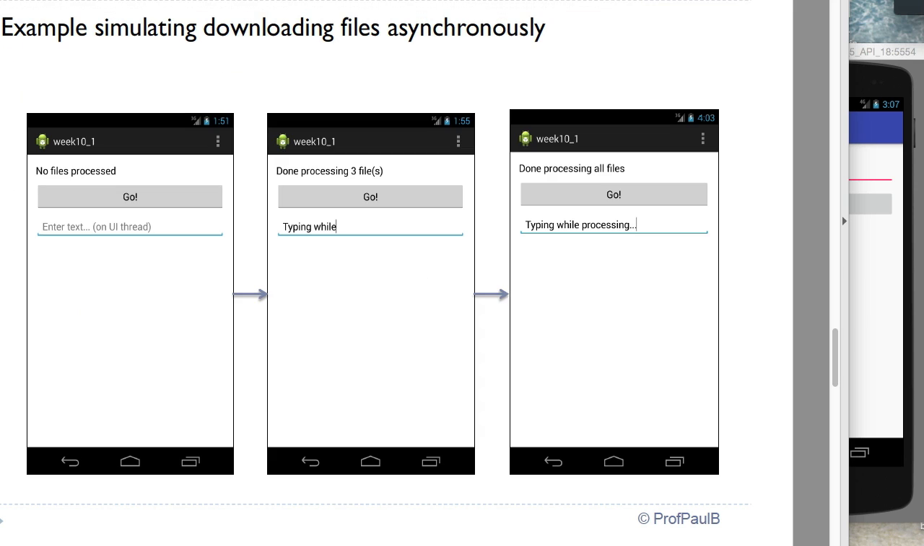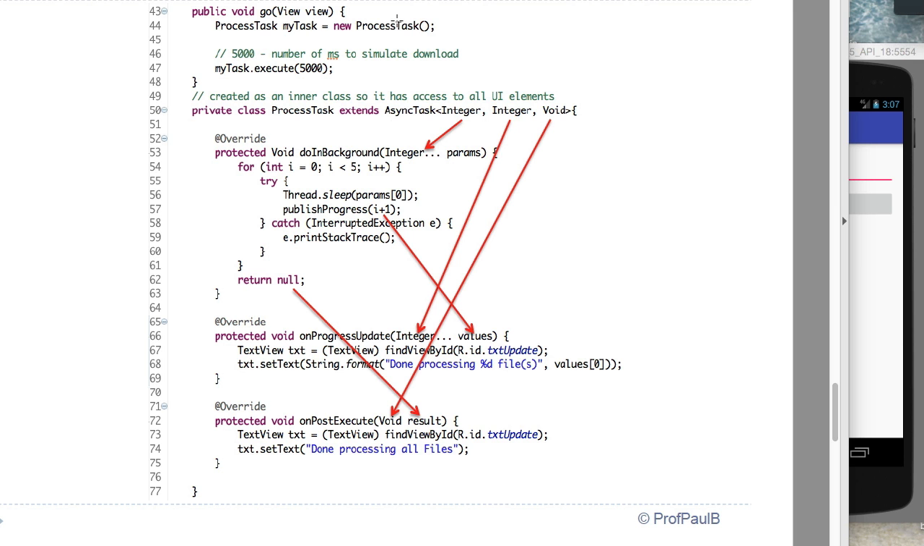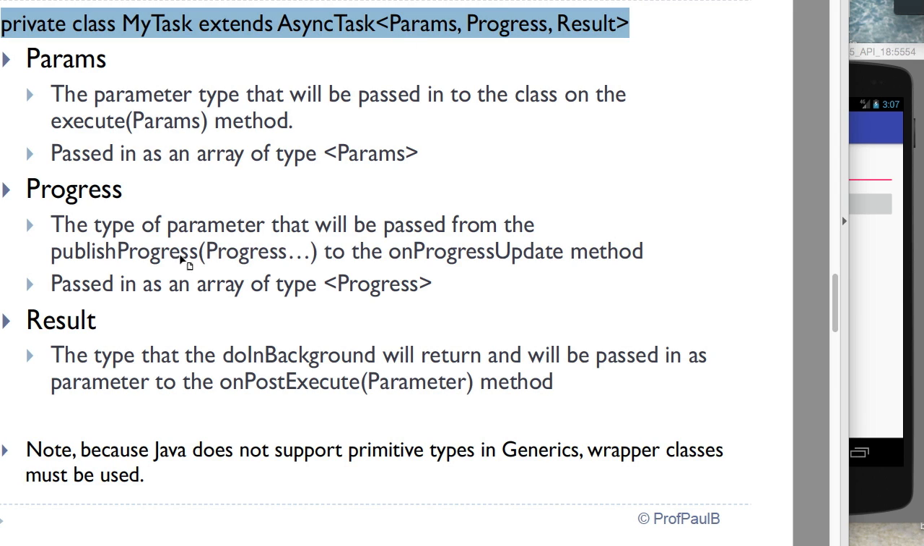And with Java's autoboxing and unboxing, we don't really have to worry about that too much. The second one is the Progress. This is the type of information that's passed when we call publishProgress, and what type of information we pass to onProgressUpdate. Again, we'll see that in a second. And Result is simply the return value of doInBackground that's going into onPostExecute.